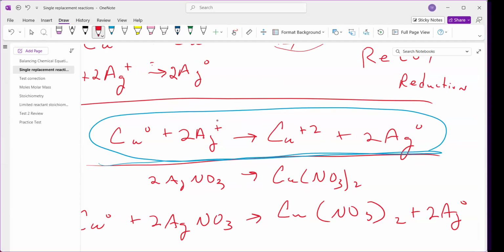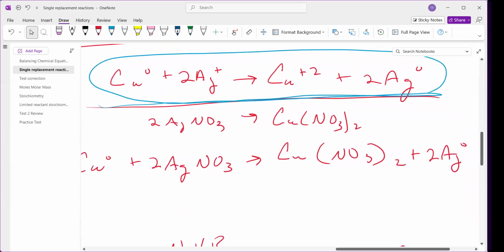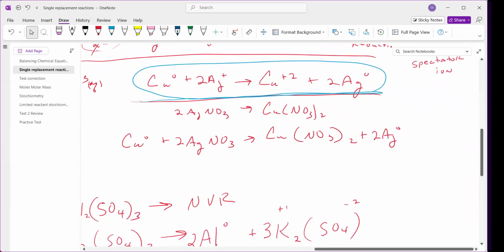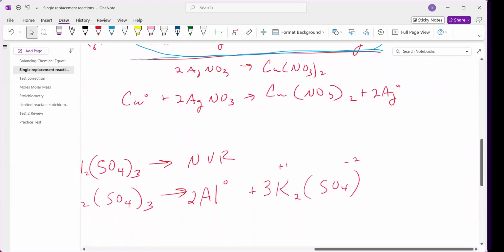Okay, so we have to add the spectator ions. In this case, nitrate, if you look on your common ion chart, is a -1. So when we pair that up with silver, it's going to be AgNO3. 1 nitrate, 1 silver, +1, -1. And pair it up with the copper. When copper goes from a metal to an ion, it's a +2 charge. We need 2 nitrates to balance the +2 charge. So adding in the nitrates, this is our reaction.